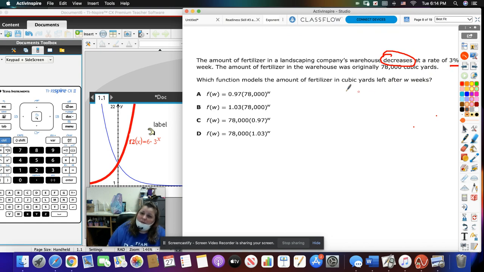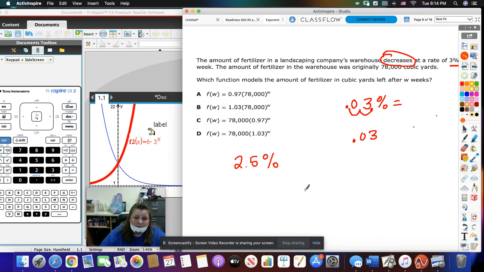At a rate of 3%. Now, anytime you have a percentage, you've got to turn it into a decimal. The decimal point on a number is right here. And when you turn a percent into a decimal, you move the decimal back 2. So you get 0.03. Earlier we had one that was 2.5%. In this case, the decimal's here. I move it back 2, and I get 0.025.